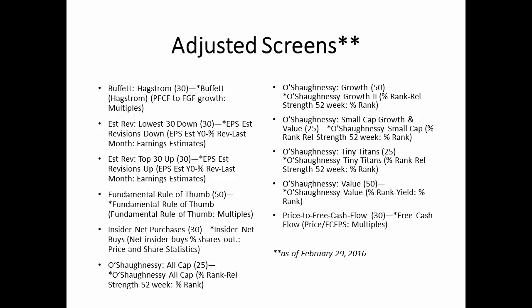In order to isolate the top 30 companies passing the Buffett-Hagstrom screen, we use the PFCF to FGF growth field that is in the Multiples data category. Remember, you can view the screening criteria for all of the screens we track at AAII.com to see how we limit the passing companies, if and when we do.